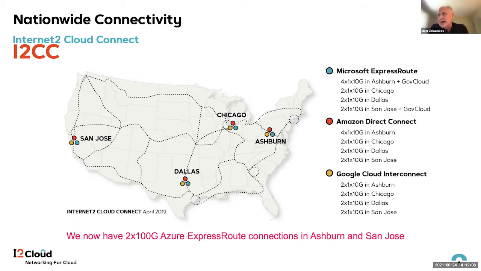For ExpressRoute, we've got 2 10 gig port pairs, so 40 gig towards Azure in Ashburn. And we also have a connection to their government cloud, so a single 10 gig port pair to their gov cloud there. Chicago is still a single port pair, so it's 2 10 gigs. Dallas is also currently a single port pair, 2 10 gigs. And in San Jose, there are actually two 10 gig port pairs, so 40 gig, in addition to the 100 gig that is also up there.